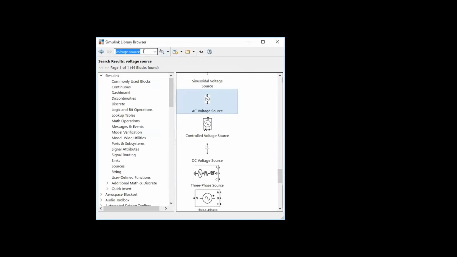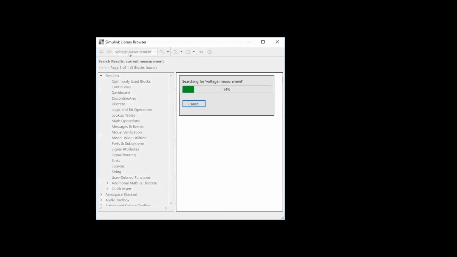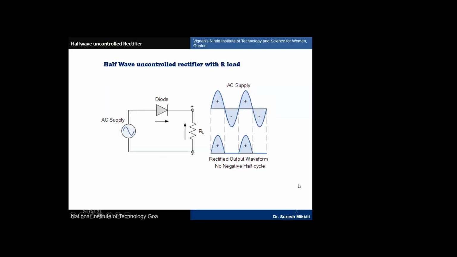Here there is an AC voltage source. Suppose I want to do current measurement. If I click current measurement, it will come up. Right-click and add to the model. In the same way, I can do voltage measurement. Now, are you able to see?